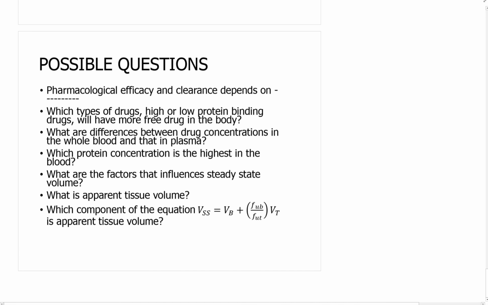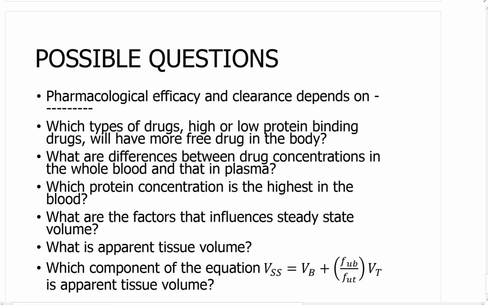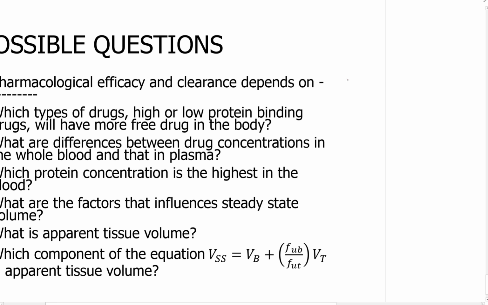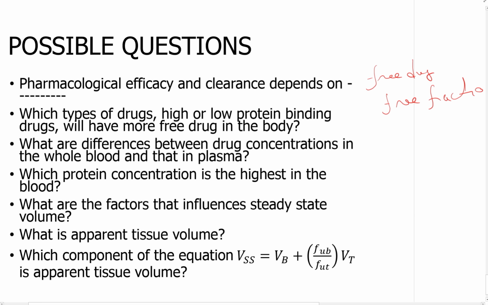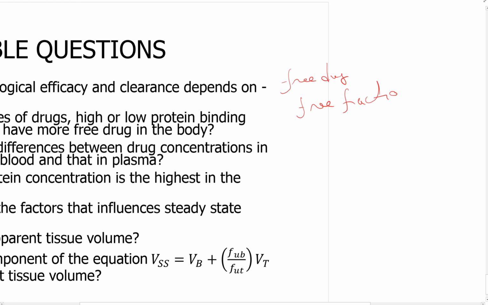Now, possible questions. Pharmacological efficacy and clearance depend on what drug? Free drug, or free fraction. Which type of drugs, high or low protein binding drugs, will have more free drug in the body? Low protein binding drug will have more free drug in the body.